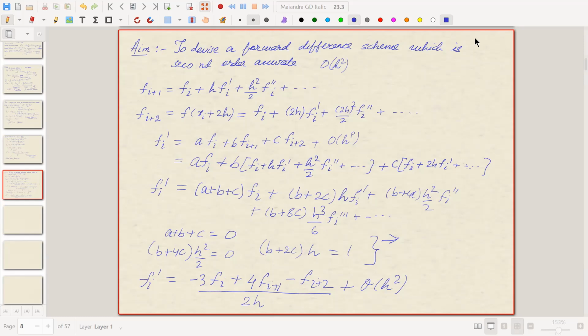We have two important points to make here. One is it uses three forward points: i, i plus 1, i plus 2. Therefore, it is a forward difference scheme. Previously, for a forward difference scheme, we only had order of h. Now we are having order of h square. So you can see this forward difference scheme is more efficient as compared to f i plus 1 minus f i by h, where you had order of h. Here you have a different formula and an order of h square.